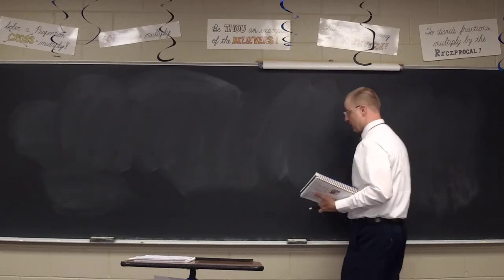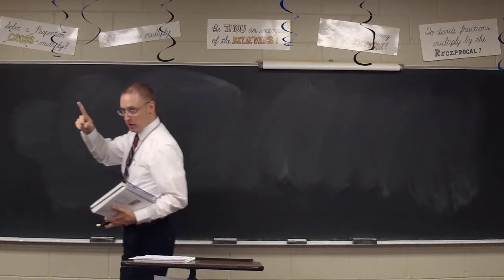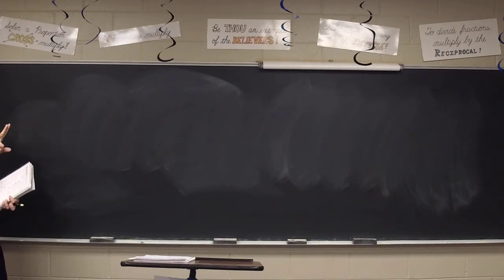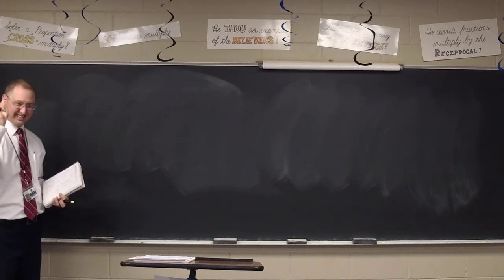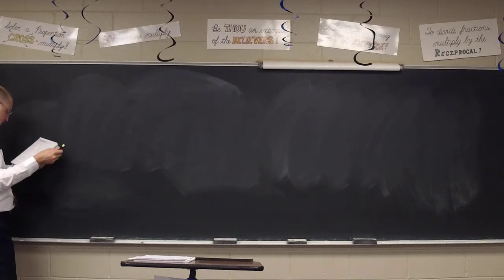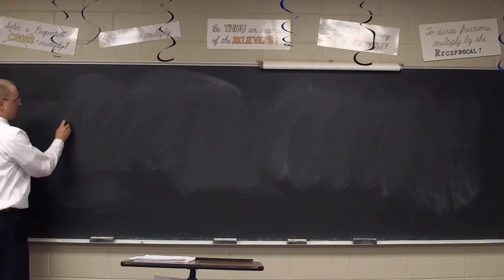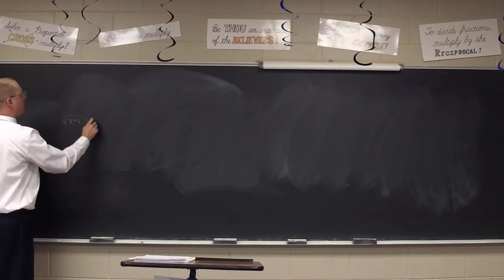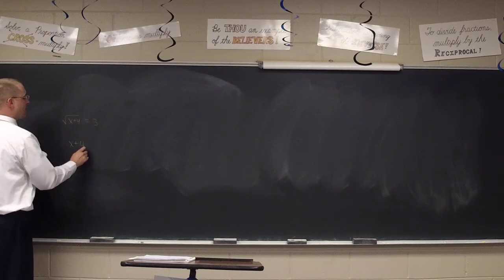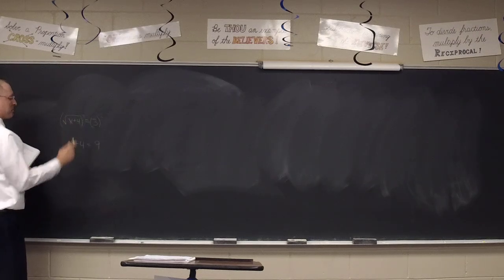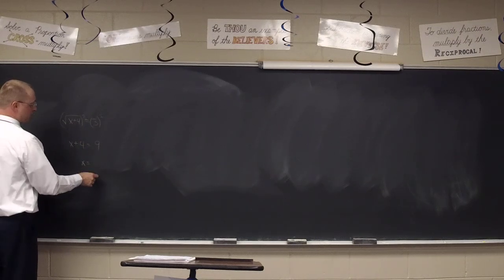2 key steps to solving radical equations. Isolate the radical. Square both sides. So number 45, the radical's already isolated, so all I got to do is square both sides. When I square a square root, I get the radicand. When I square a 3, I get 9. And then to solve for the x, I just need to subtract the 4 to get x equals 5.